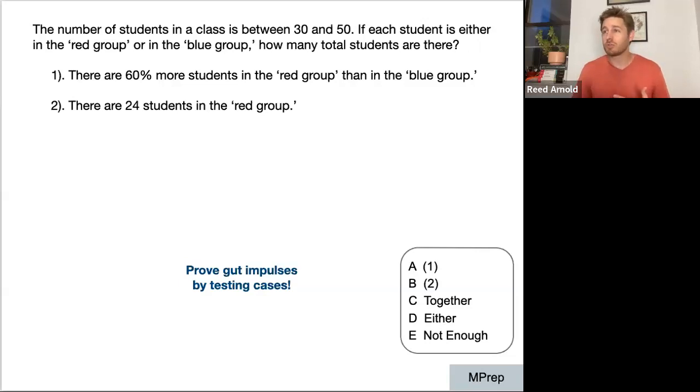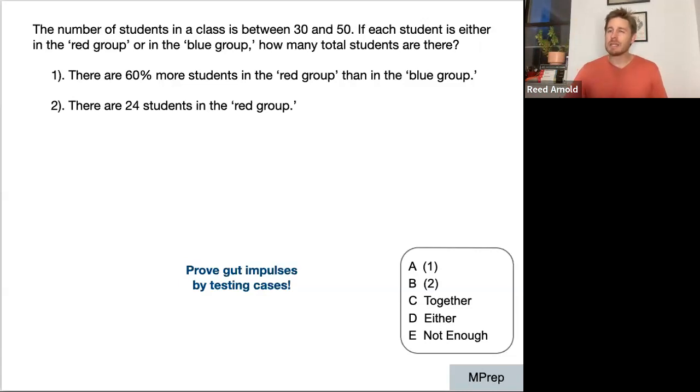So you should make sure you do a little bit of work, even when you think you know the outcome. Go ahead, test some cases to show your gut impulse is true. In fact, if you're ever in doubt of what to do on a data sufficiency question, if you're just like, I don't know what to do, throw a case down that follows the rules. Just have that be the first thing you do. Throw a case down that follows the rules, see what it tells you, see if you figure anything out.